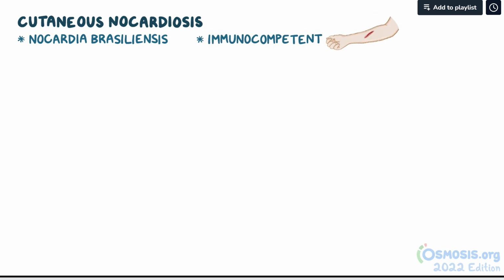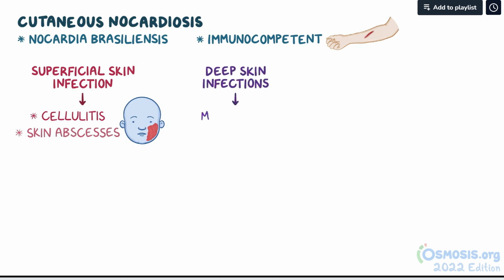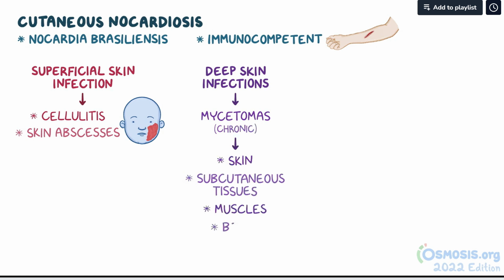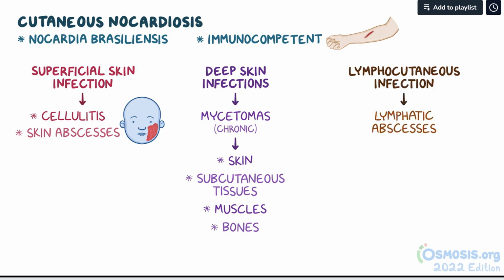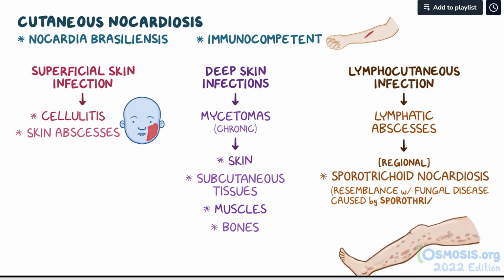Cutaneous nocardiosis has three clinical types: superficial skin infection, which can progress to cellulitis, or inflammation of the subcutaneous tissue, and skin abscesses; deep skin infections, specifically mycetomas, which are chronic and progressively destructive infections that affect the skin, subcutaneous tissues, muscles, and may even reach the bone; and finally, there's lymphocutaneous infection, when the bacteria spreads to lymphatic vessels and may form lymphatic abscesses. When regional lymph nodes are affected, lymphocutaneous nocardiosis is called sporotrichoid nocardiosis because of its resemblance to a fungal disease caused by Sporothrix schenckii.